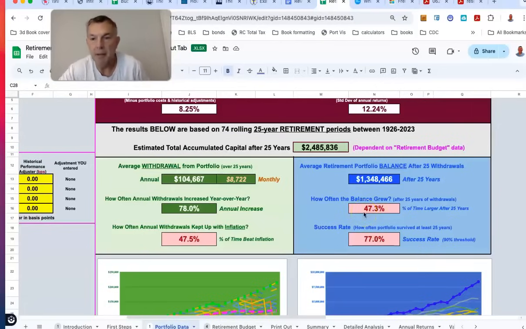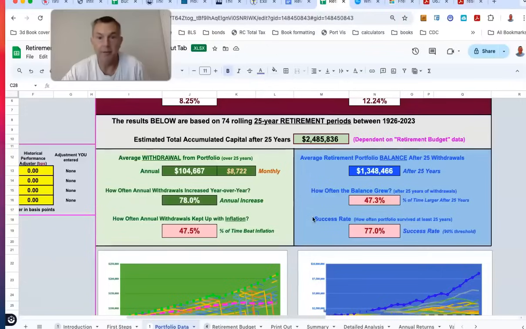47% of the time, the account balance was larger than when I started. So basically, 1 in 2 times my account balance was higher than when I started. My average retirement balance after 25 years is 1.346 million. All right, that's fantastic. My average monthly withdrawal was 87.22. Not too shabby. How often did withdrawals increase year over year?